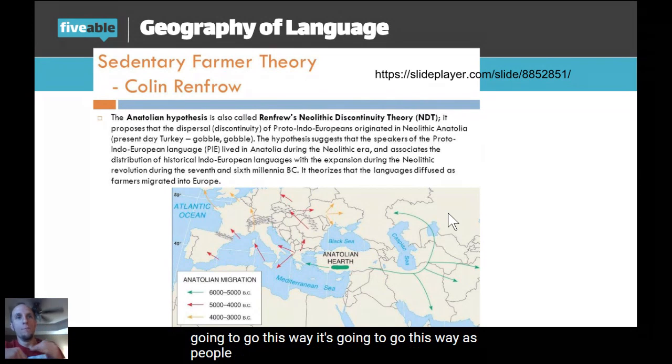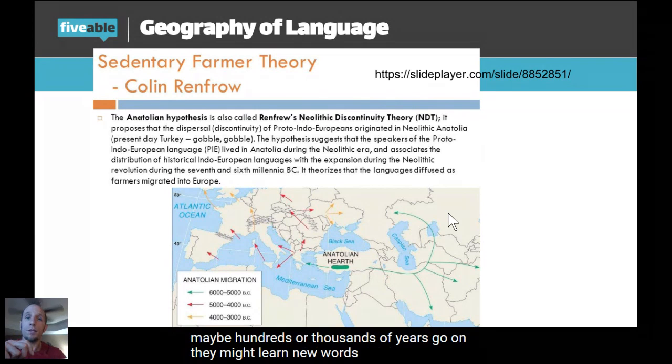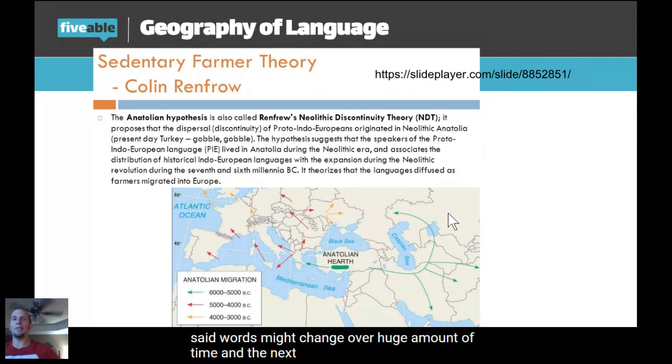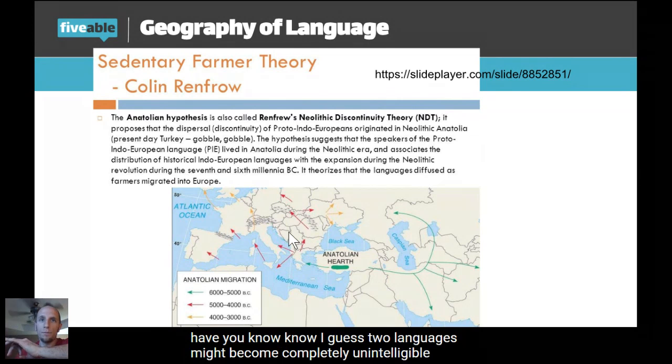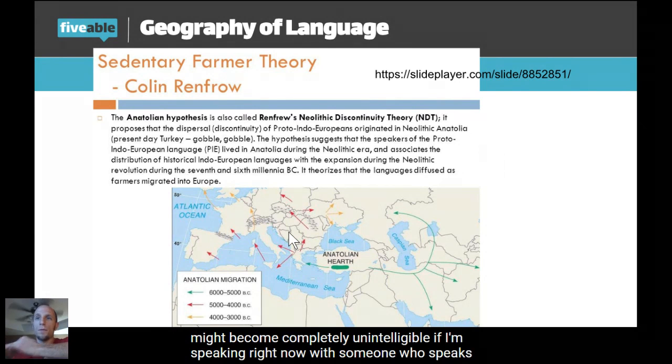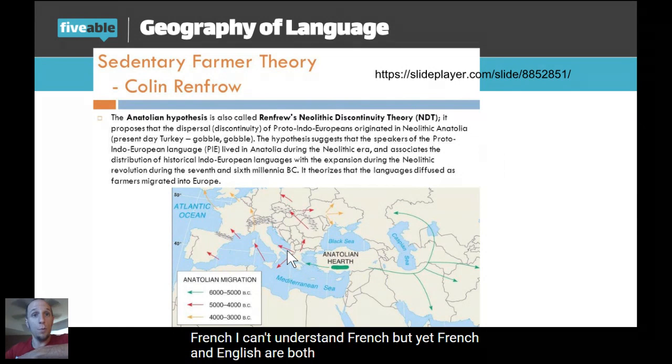As people move and migrate and they separate from other groups, they settle down, and then maybe hundreds or thousands of years go on. They might learn new words. They might have new ways of saying things. The way that they said words might change over a huge amount of time. And the next thing you know, two languages might become completely unintelligible. If I'm speaking right now with someone who speaks French, I can't understand French. But yet, French and English are both Indo-European languages.